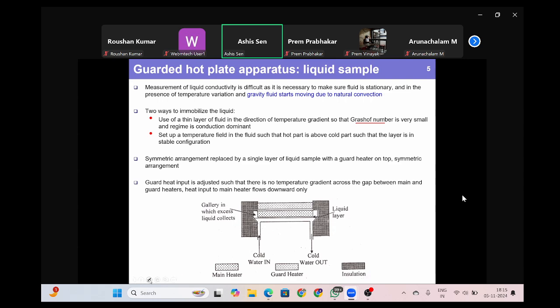So essentially here you have again a cross section of the setup that you see.